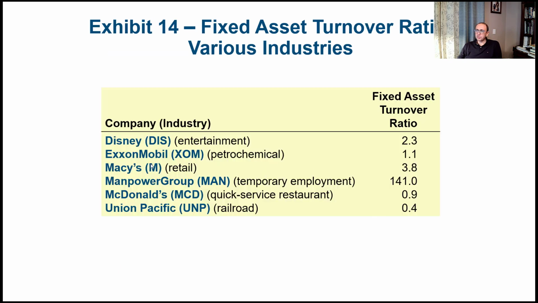Other ratios that you can see might vary from one business to another. Disney, for example, is 2.3. ExxonMobil, which is petrochemical, 1.1. Macy's, a retail store, 3.8. Manpower Group, temporary employment, it's 141, and it seems like they don't have a lot of fixed assets, and that's why they're very productive here. McDonald's was less than 1, and Union Pacific, which is a railroad, has huge investment in fixed assets, and that's why it's only 0.4.